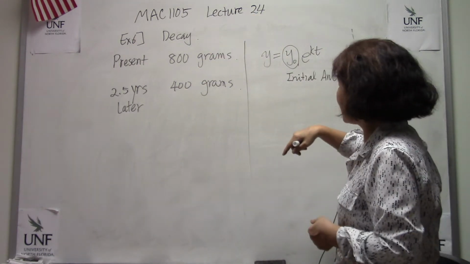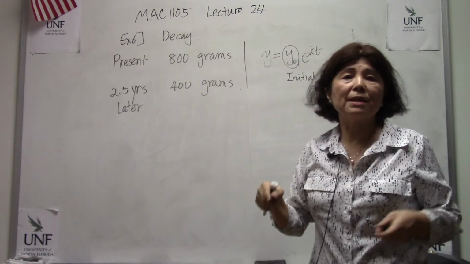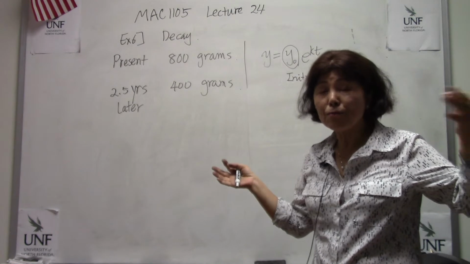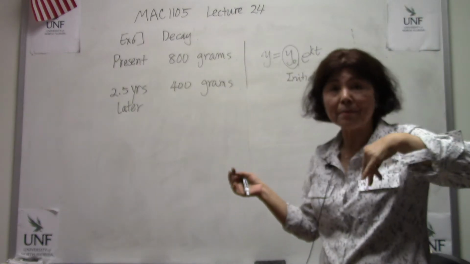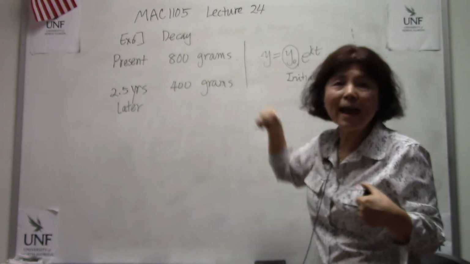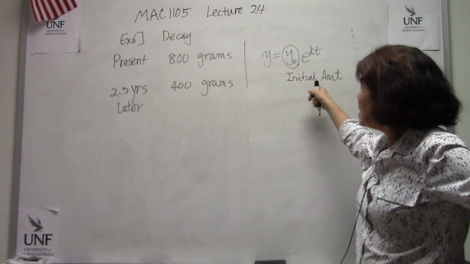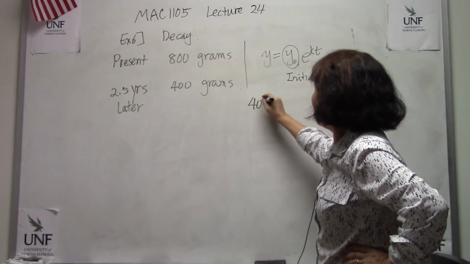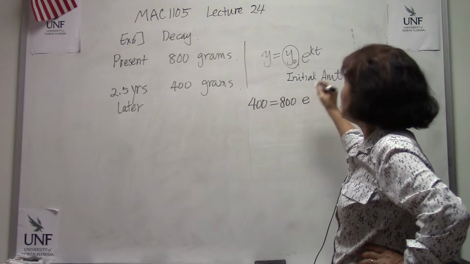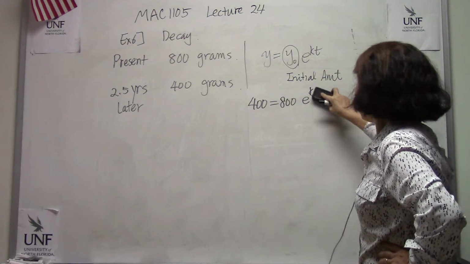Y is decaying as time goes. So 800 grams to 400 grams, it becomes exactly half. Well, in the money problem, we talked about doubling time. But in physics, in the decay model, we talk about half-life. So what can you say? 400 equals the initial amount, 800, times e to the kt. We don't know what k is, but what is t?